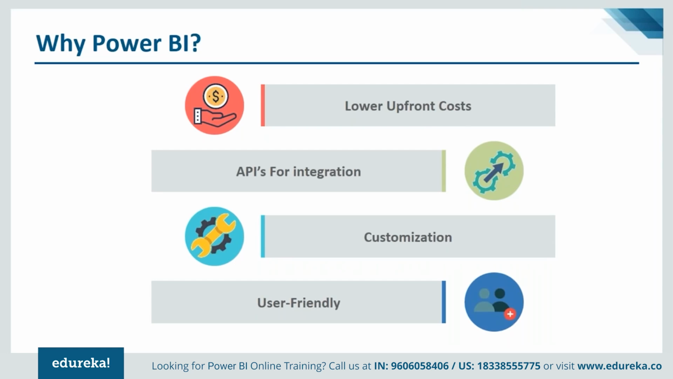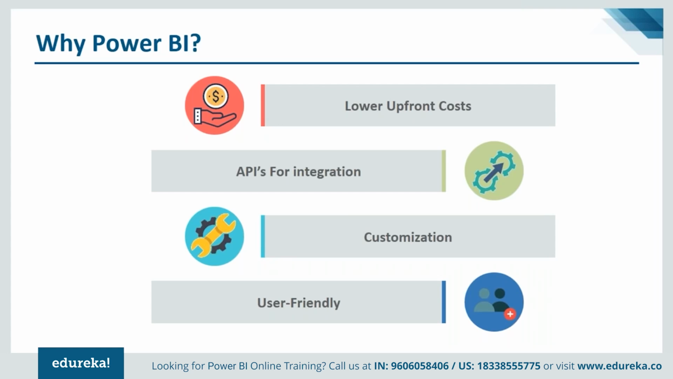Now, these are the other features. Power BI is very affordable when you talk about upfront costs. It is almost 10 times more affordable than the other tools in the market, which is a great margin. Tools which cost you around $1,000, Power BI lets you do almost everything that those tools let you do at somewhere around $100. That is a huge margin when you talk about cost optimization.